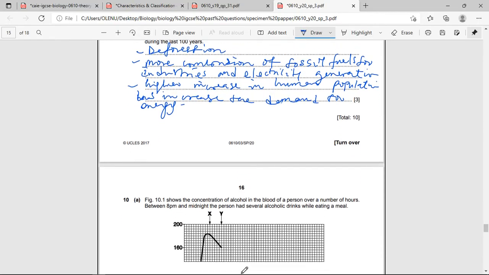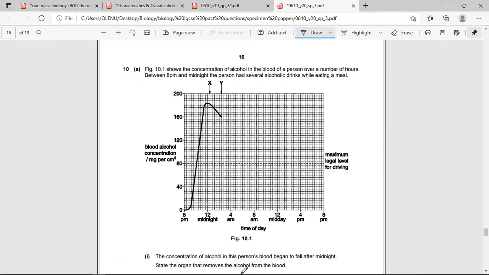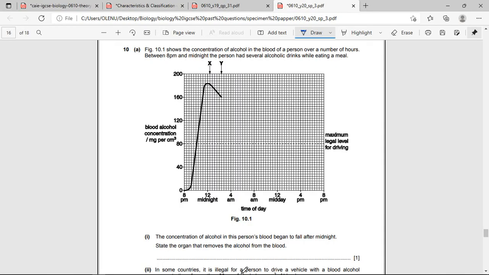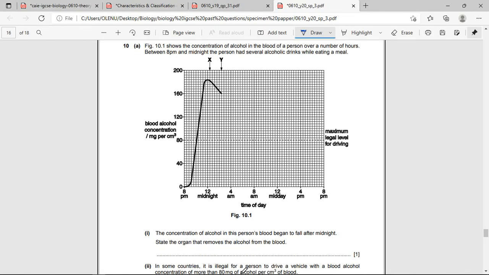Okay, page 16, number 10. Figure 10.1 shows the concentration of alcohol in the blood of a person over a number of hours. Between 8 p.m. and midnight, the person had several alcoholic drinks while eating a meal. The first question is, the concentration of alcohol in the person's blood began to fall after midnight. State the organ that removes the alcohol. Detoxification is done by the liver.